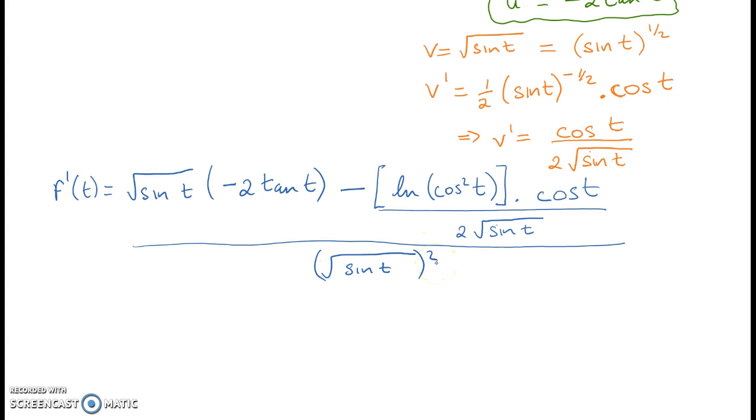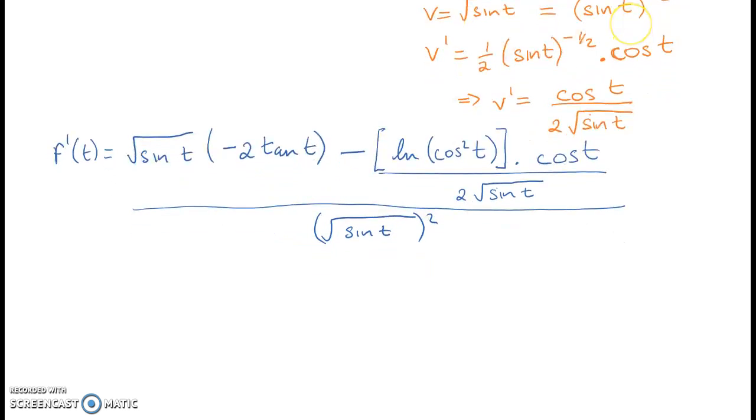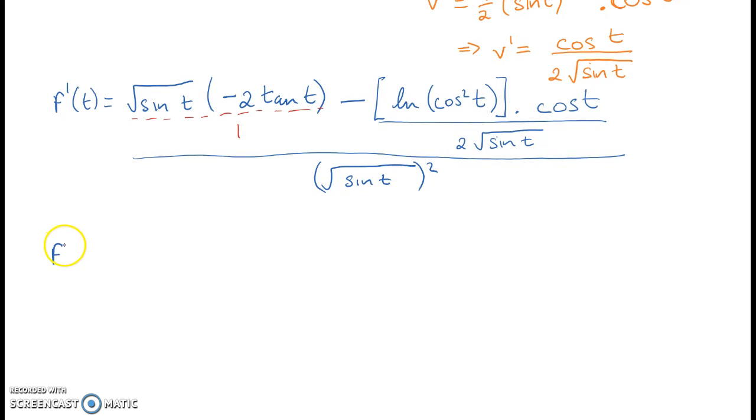Okay, so there are things that we can do with this, none of which are going to be pleasant, but for example, on the top line, we can get a common denominator. Okay, the first piece here is all over 1. So if we look at the two terms on top, we've got a 1 and a 2 root sine t. So the common denominator is going to be 2 root sine t. So let's do that. And that's going to give you f prime of t is equal.